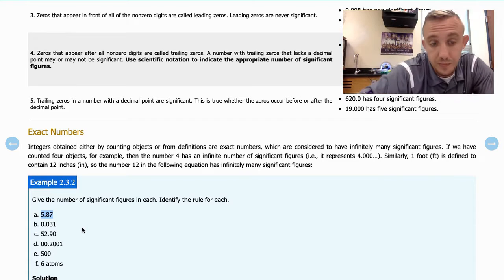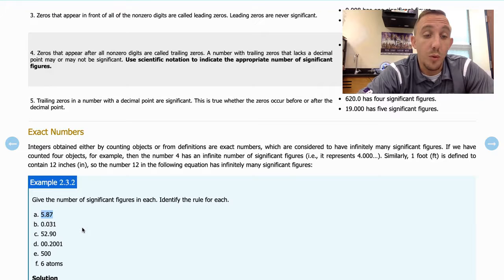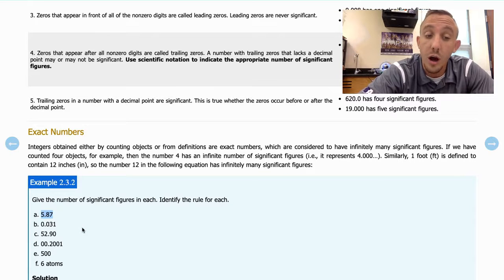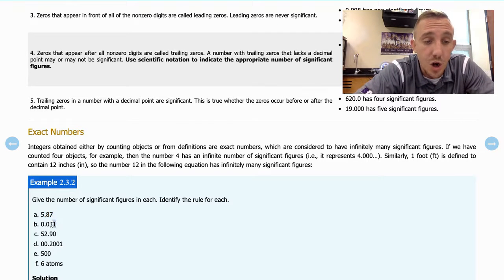Moving to B, you have 0.031. Now, you have 2 non-zero numbers, so automatically I know I have 2 significant figures. The 3 and the 1 are significant. But the question is, are these leading zeros in front of it significant?